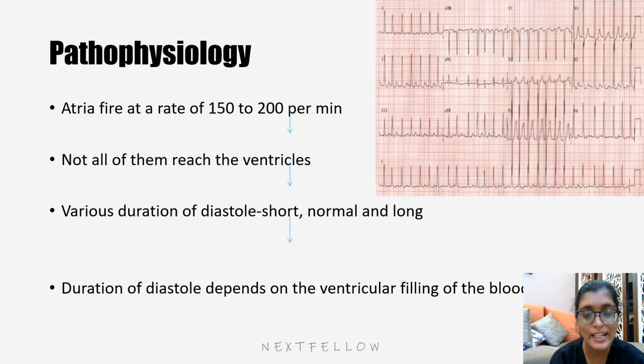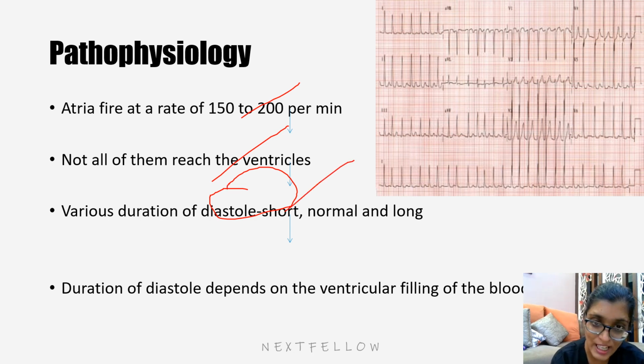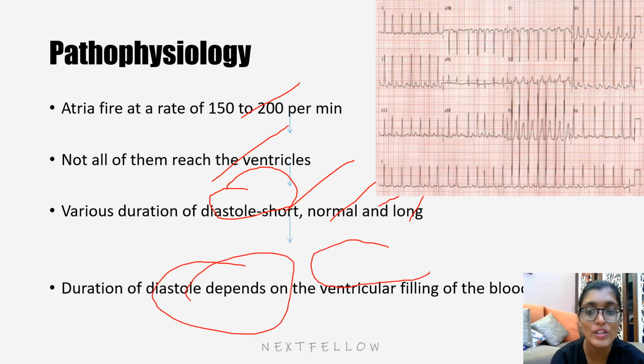Now imagine that the atria fire at the rate of 150 to 200 per minute. Not all of them will reach the ventricles because of AV nodal delay. Because all the blood is not reaching the ventricles, the ventricular rate will vary. Because the ventricular rate will vary, the duration of diastole of the ventricle will vary. So some of the diastoles will be short, some will be long, and some will be normal. The duration of the diastole depends on the filling of the ventricles by the atrial blood, which also depends on the rate of the atria and the impulses which are actually reaching the ventricles.